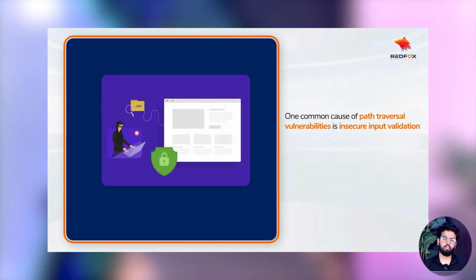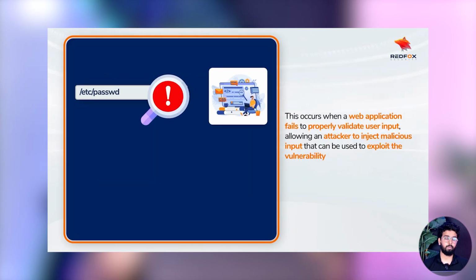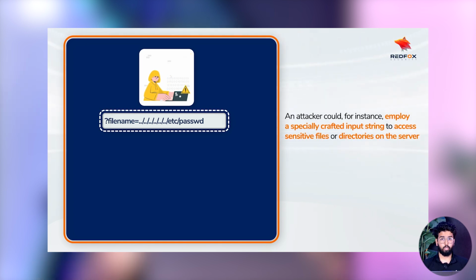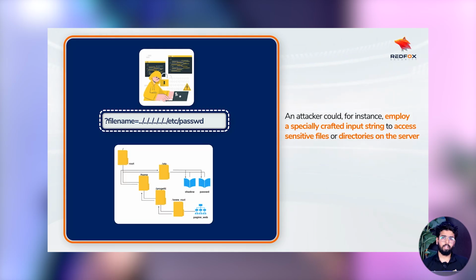Why does directory traversal vulnerability occur? One common cause of path traversal vulnerabilities is insecure input validation. This occurs when a web application fails to properly validate user input, allowing an attacker to inject malicious input that can be used to exploit the vulnerability. An attacker could, for instance, employ a specially crafted input string to access sensitive files or directories on the server.